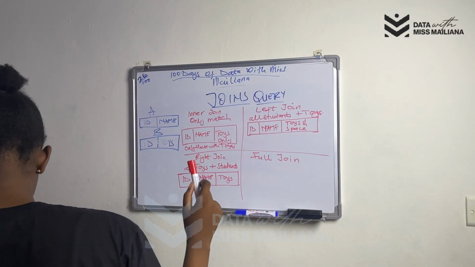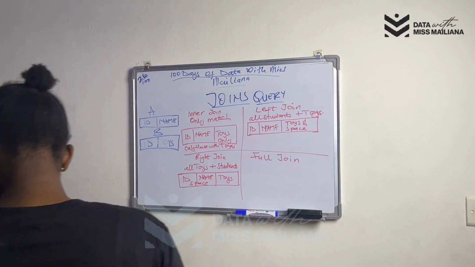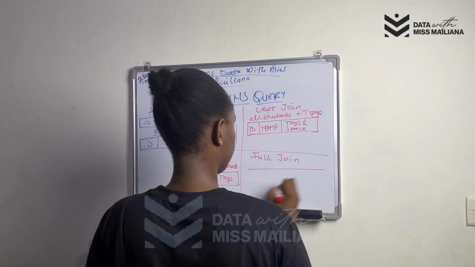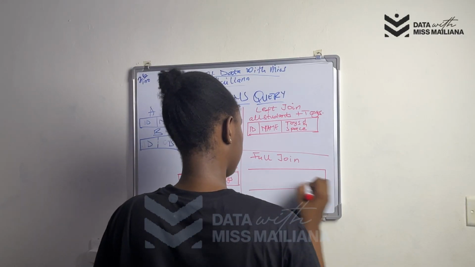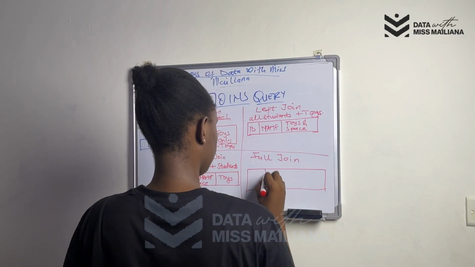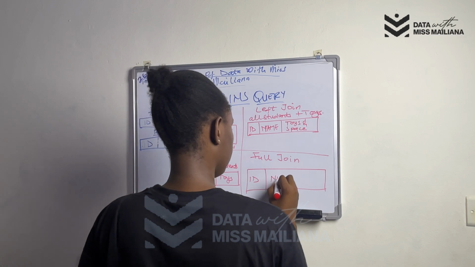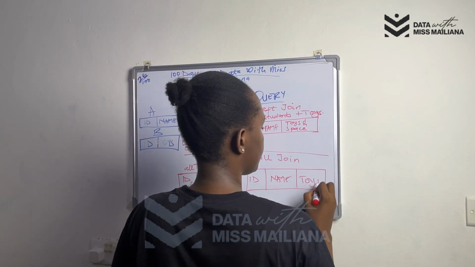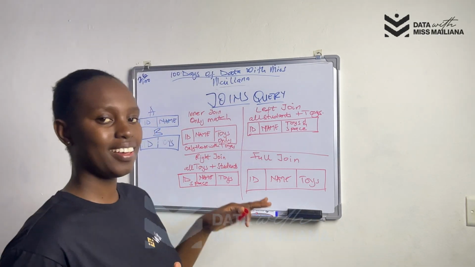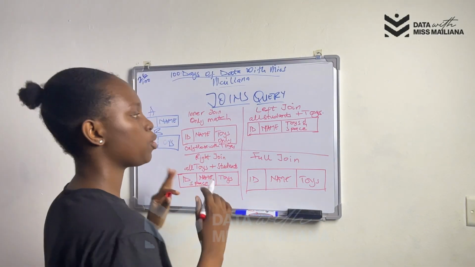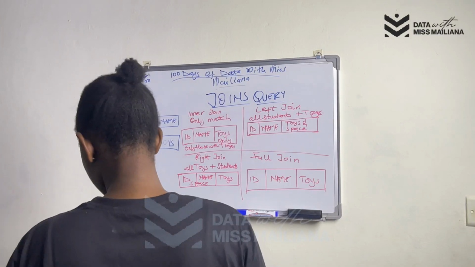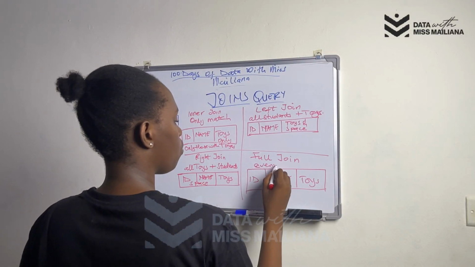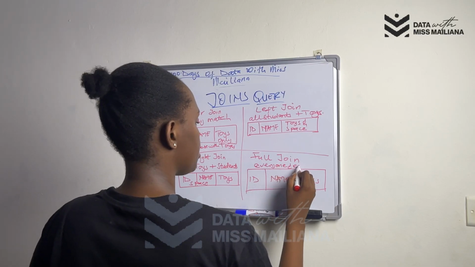And the final one is full join. So this joins everything together. Note, this is not how it's really going to appear when you do the queries, but this is for you to understand. All right. So this one is actually everyone and everything.